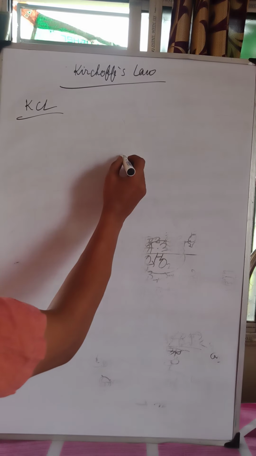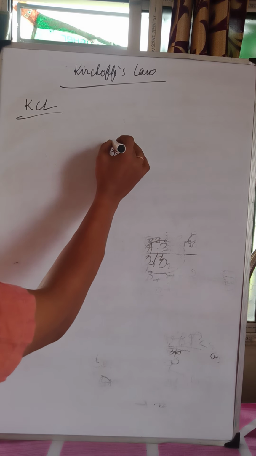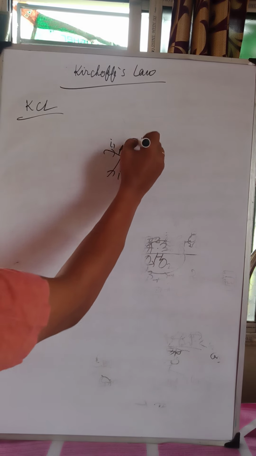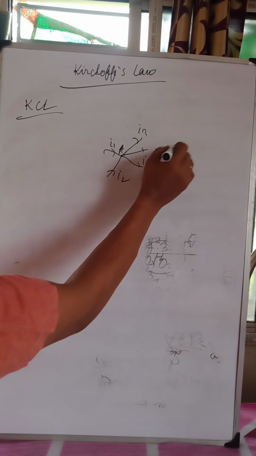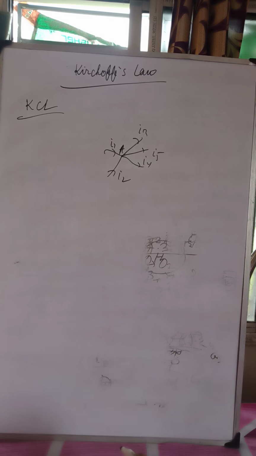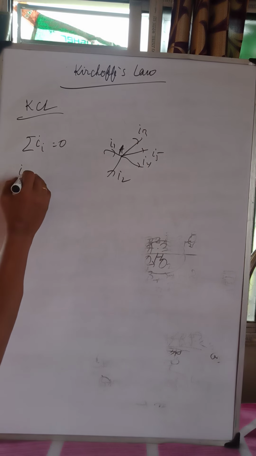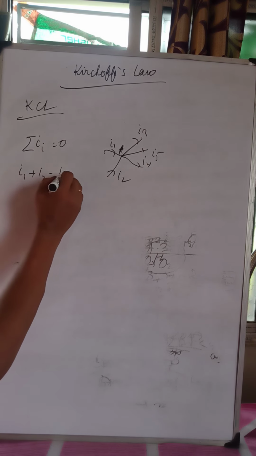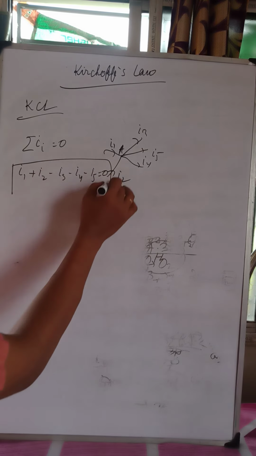That means what? Suppose a point A, and there are two currents entering towards the point A, I1 and I2, and there are three currents I3, I4 and I5, whose direction is away from point A. According to Kirchhoff's current law, the sum over all that current will be equal to 0. That means I1 plus I2 minus I3 minus I4 minus I5 equals 0. That is Kirchhoff's current law.